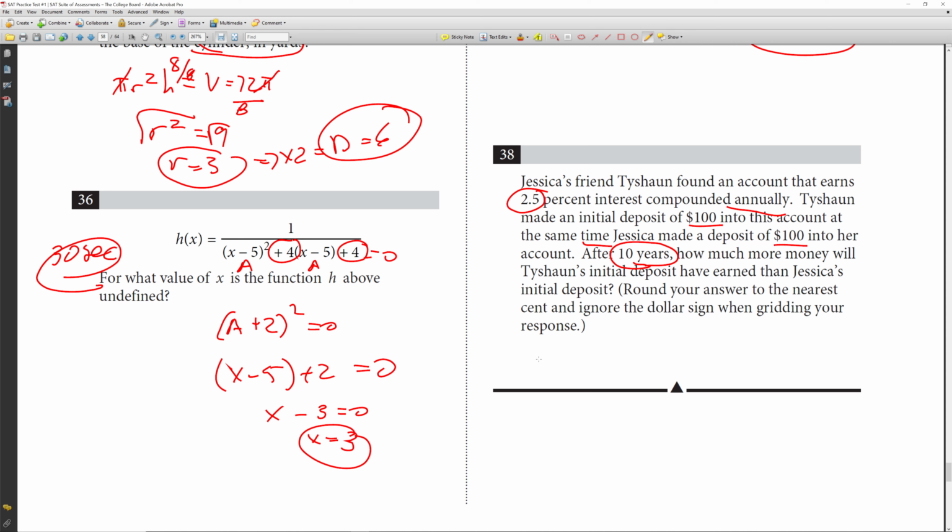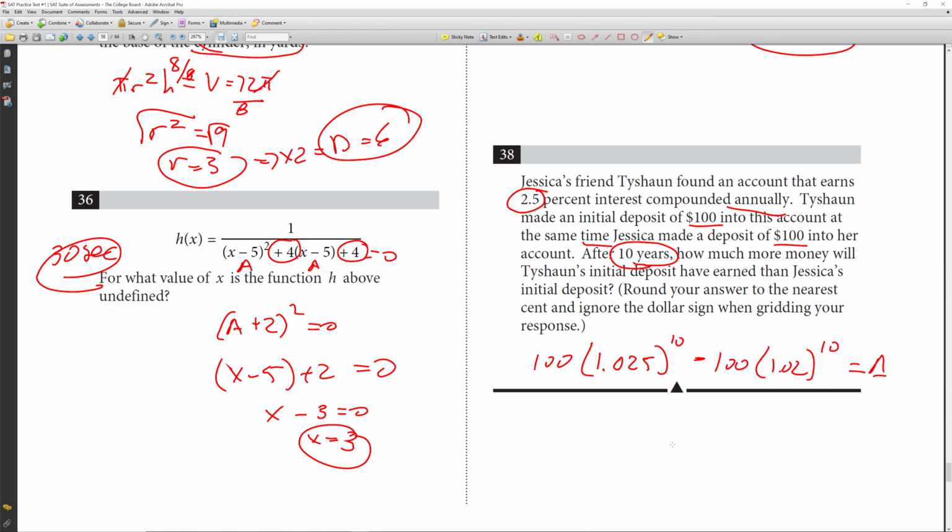So to do this problem, you need to apply the compound interest twice, once for Tyson and once for Jessica. Let's do Tyson first because he's the one that has a higher interest rate. So he starts with $100 and the rate factor is 1.025, and this is to the 10. And you have to subtract that from Jessica's, which is 100 times 1.02 and also to the 10. So this is equal to the difference.